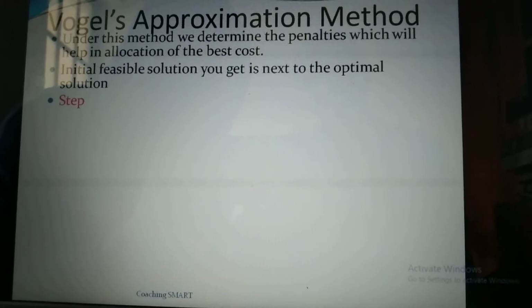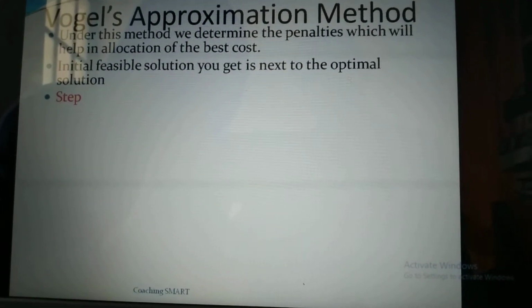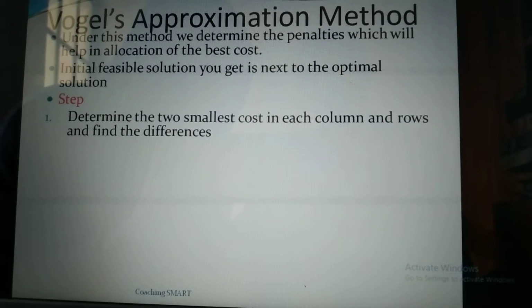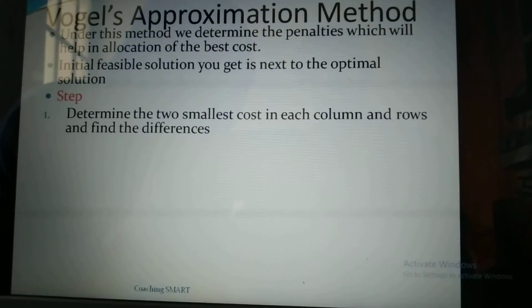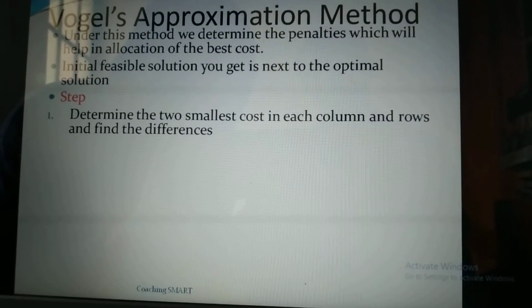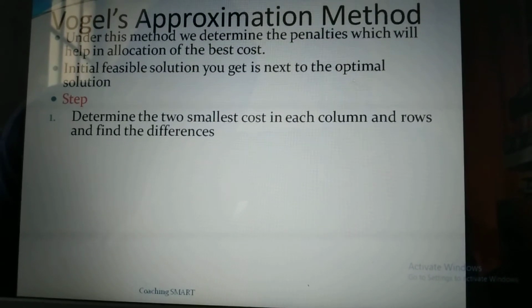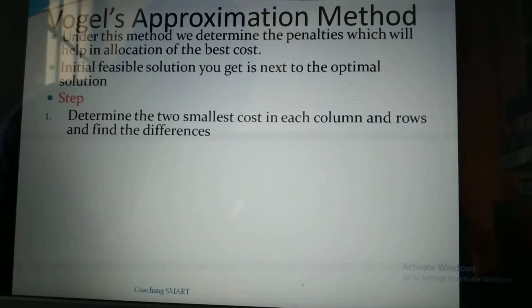Steps to be followed in the preparation of Vogel approximation method. 1. Determine the two smallest costs in each column and row and find the difference. Now the difference is what we call penalties. So you say the highest minus the lowest.